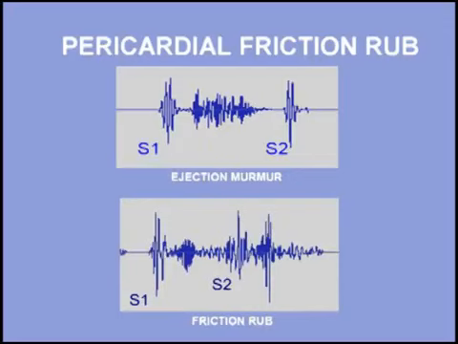Pulmonic ejection murmurs can have a scratchy quality and are sometimes misinterpreted as a friction rub. However, a scratchy sound should not be considered a friction rub unless both a systolic and diastolic component are heard. Listen once again to a 2-component friction rub.